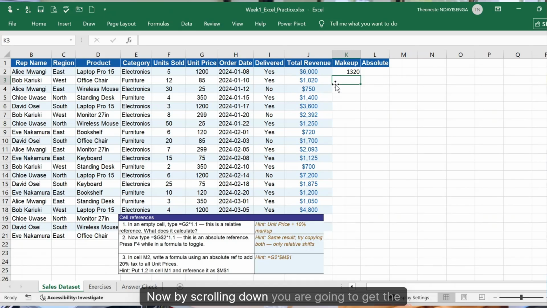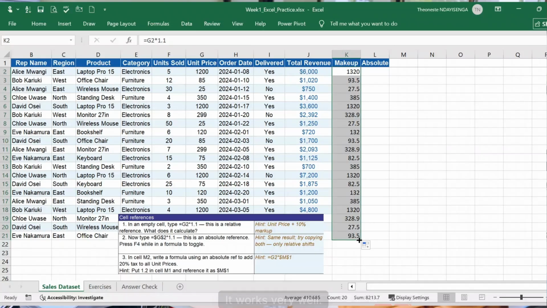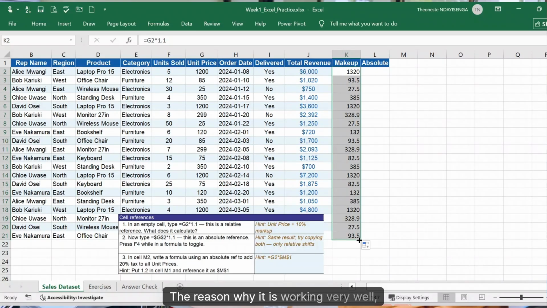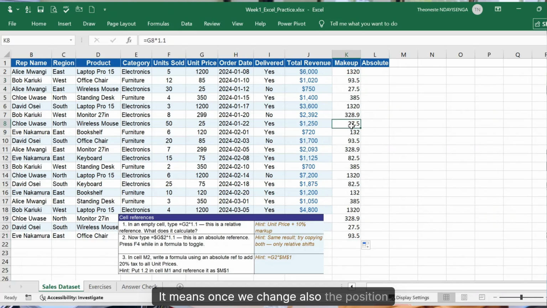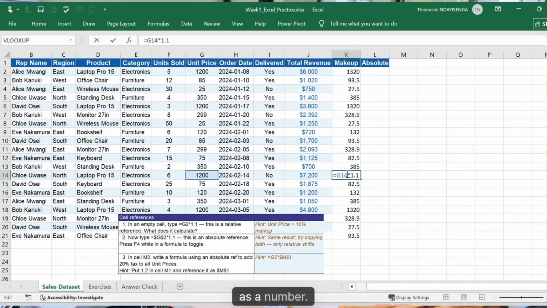Now by scrolling down, we get the answer for every unit price we have. That is correct. It works very well. The reason it is working well is that this is a relative reference. It means once we move down, the position of our unit price is changing while keeping the markup static, as you can see, because we typed it as a number.